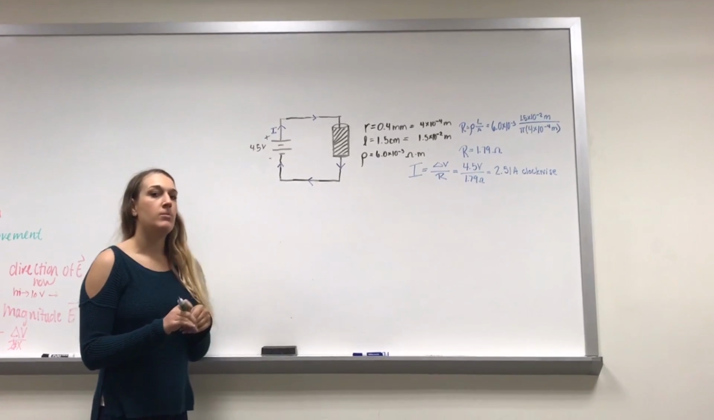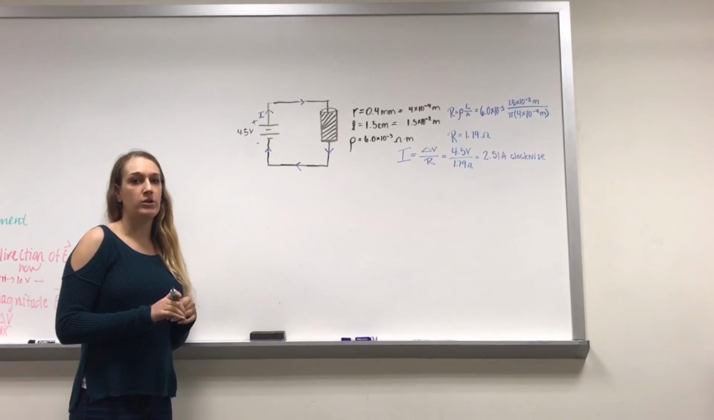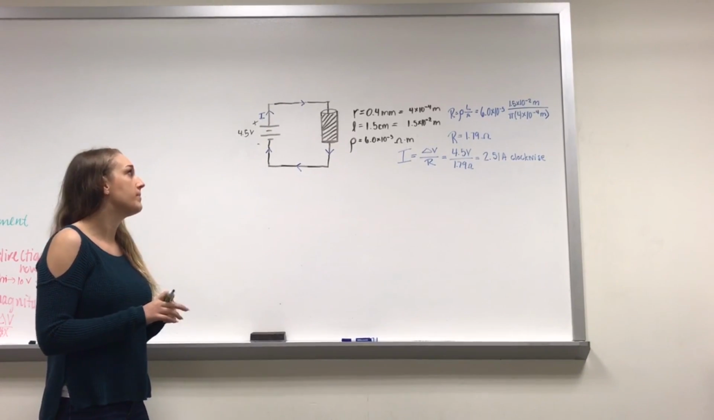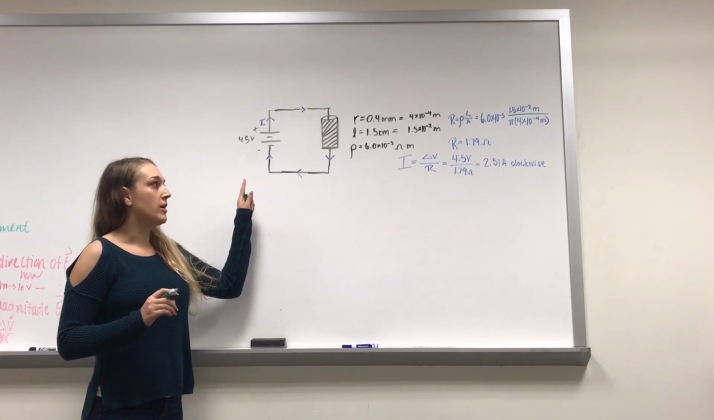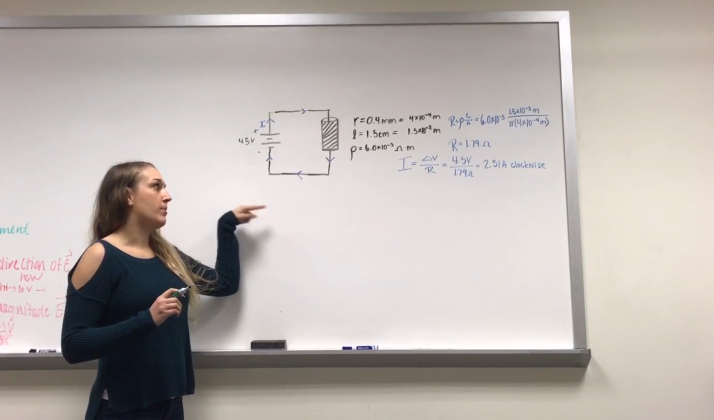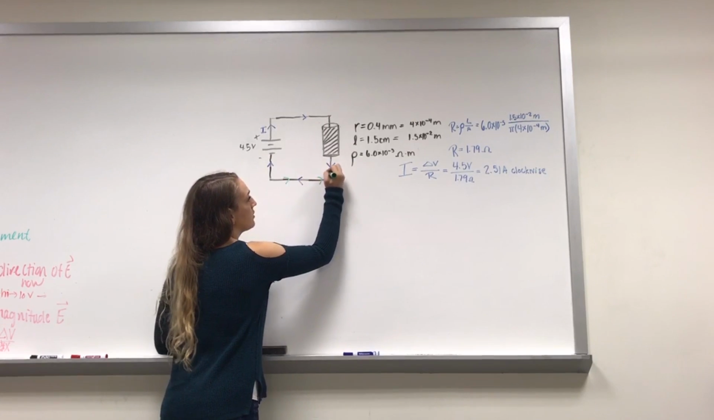For part B of this problem, we are first interested in determining the direction that the electrons flow through our resistor in this circuit. We know that current is the flow of positive charges through the circuit, so therefore the electrons are going to go opposite the current, or counterclockwise, as such.